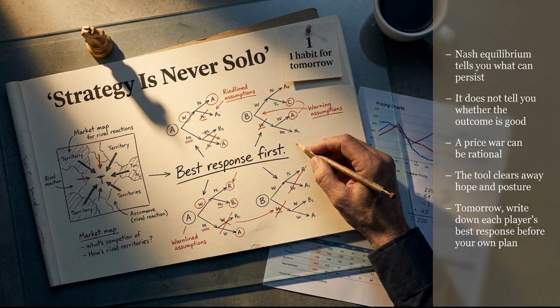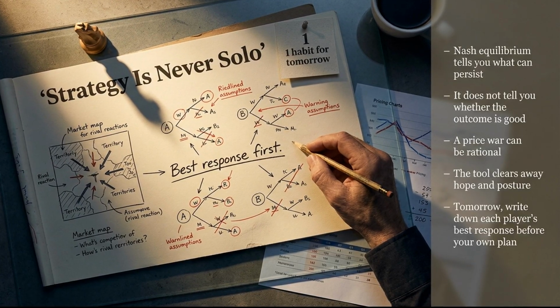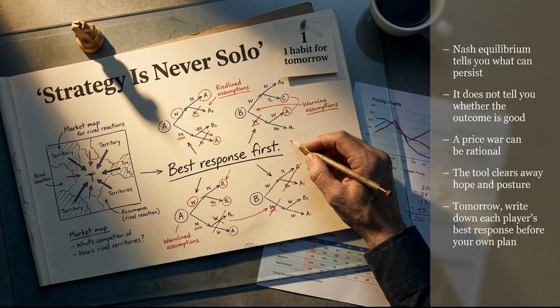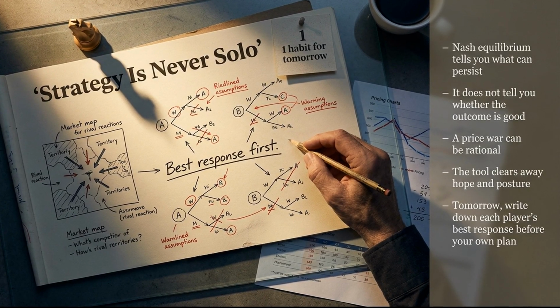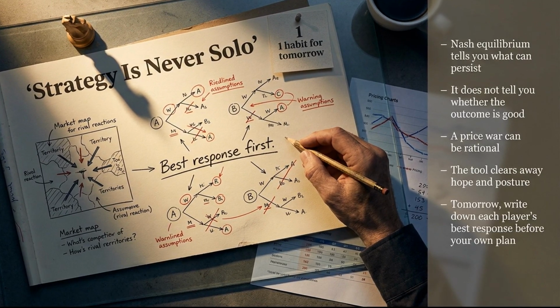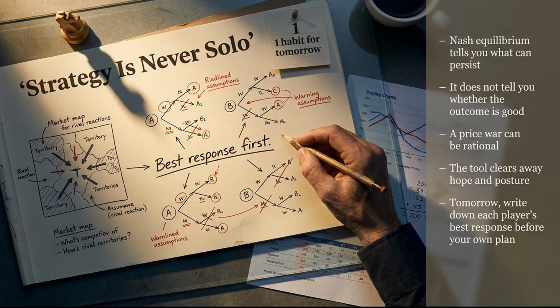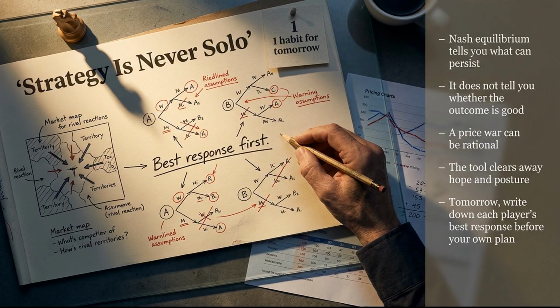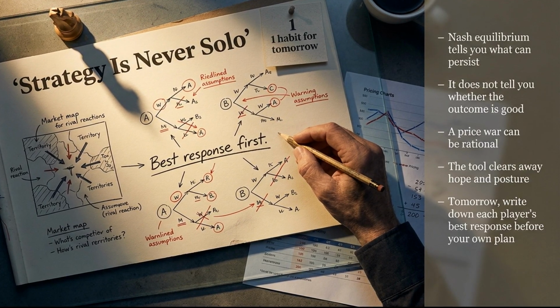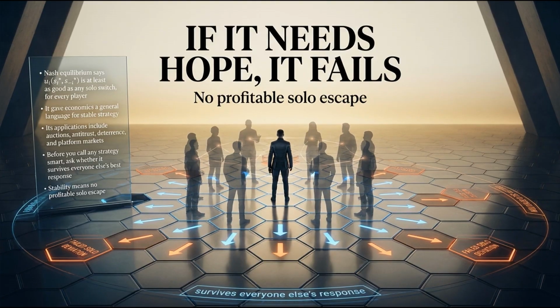But the trade is plain. Nash equilibrium tells you what can persist. It does not tell you whether the outcome is good. A stable bad system is still stable. A cruel bargain can still be in equilibrium. A price war can be rational. So can silence. So can mutual harm. That is why the tool matters. It clears away hope. It clears away posture. It makes you face the incentives that keep a system where it is.